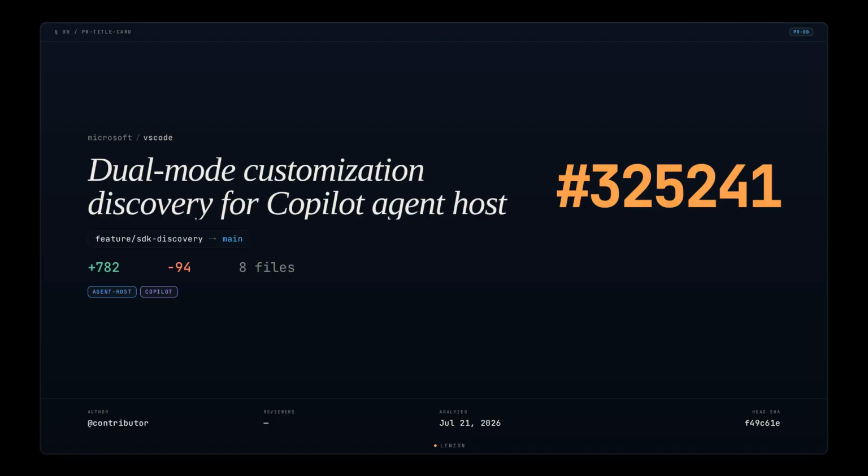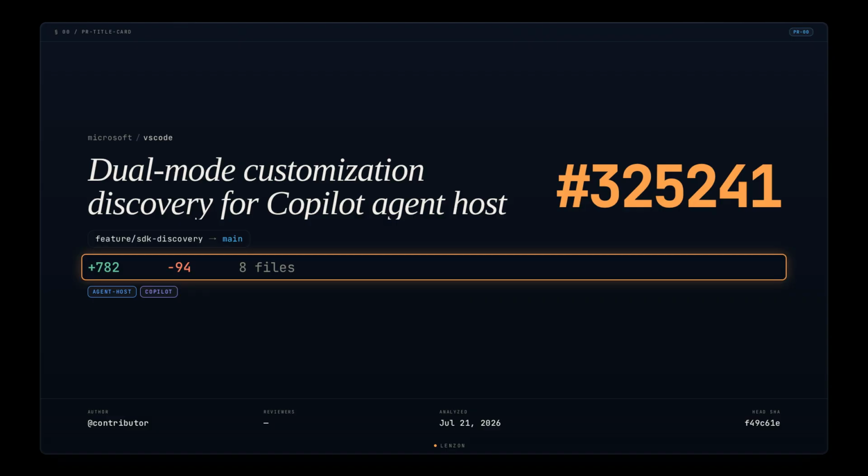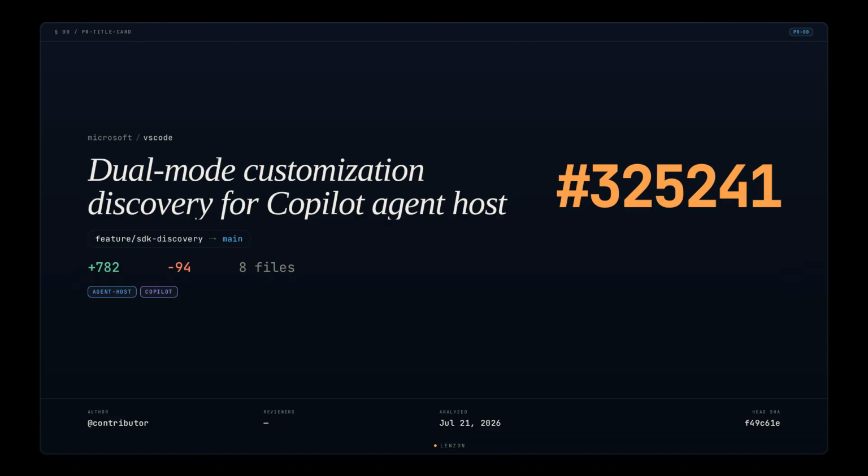Let's walk through pull request 325241 in the VS Code repository. This change introduces a new way for the agent host to discover Copilot customizations, using either the existing local scan or a new SDK-powered discovery mode.